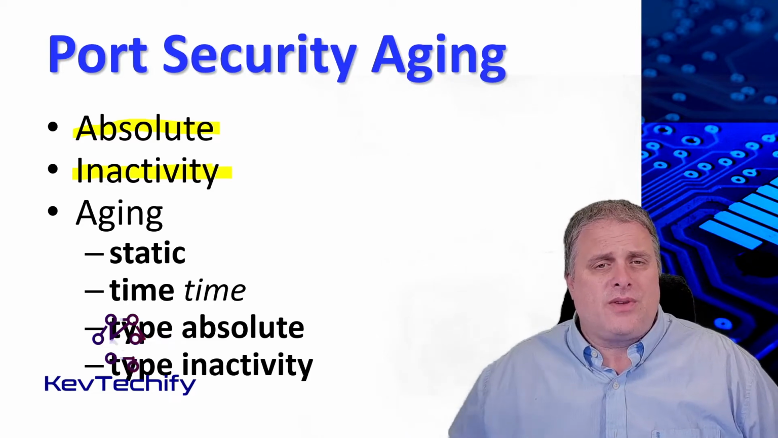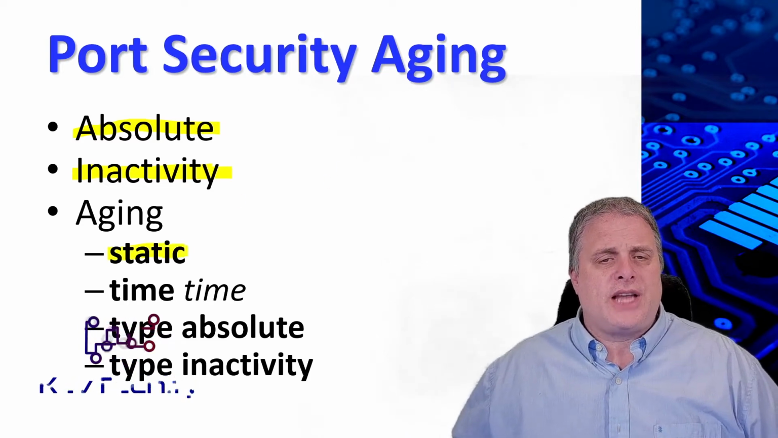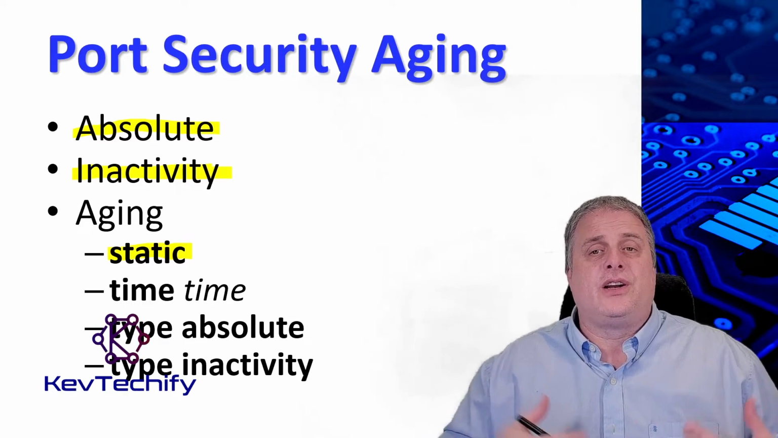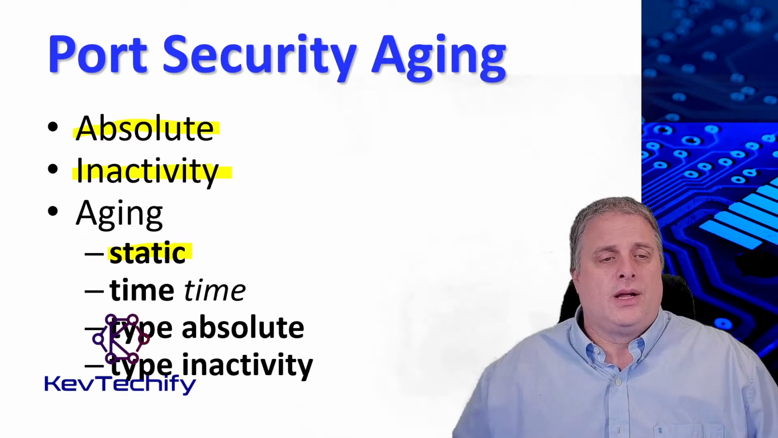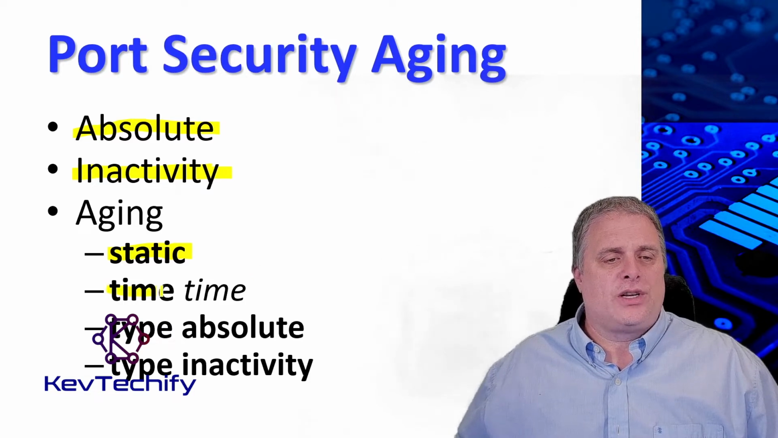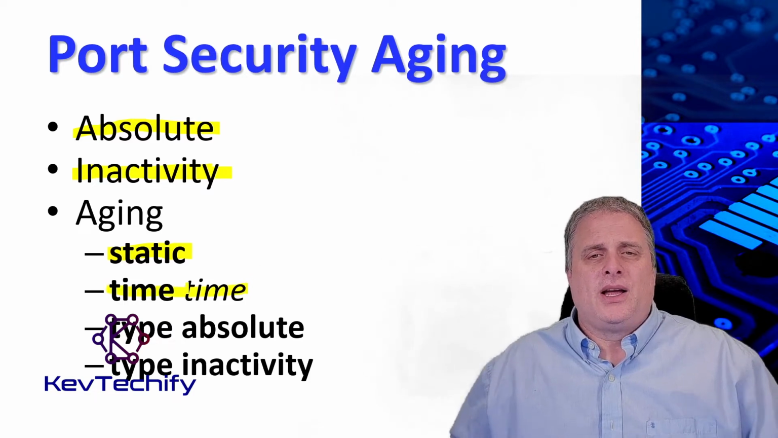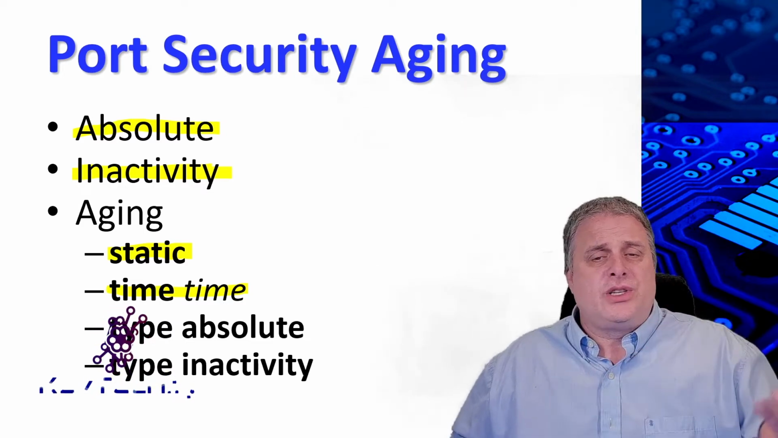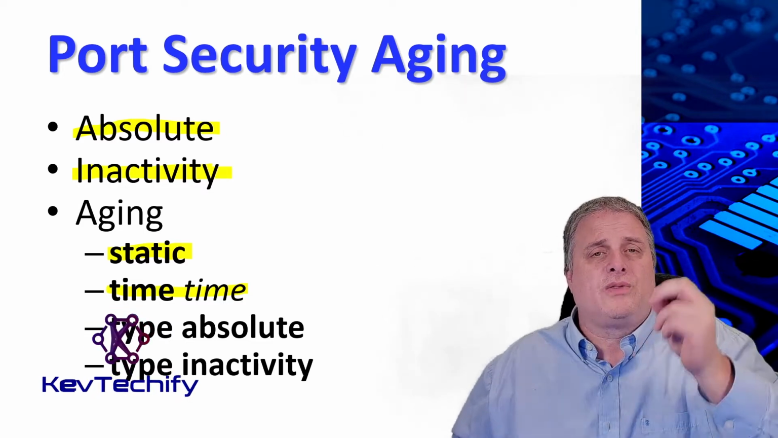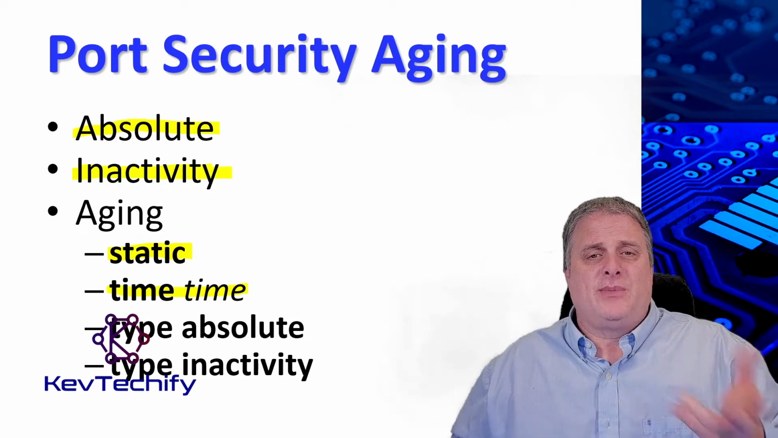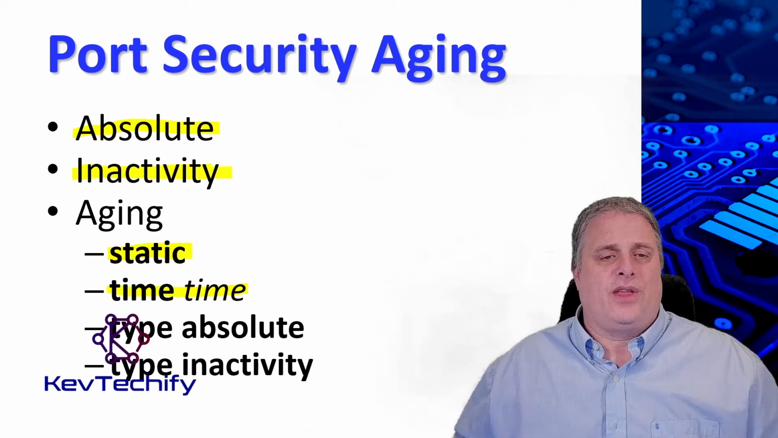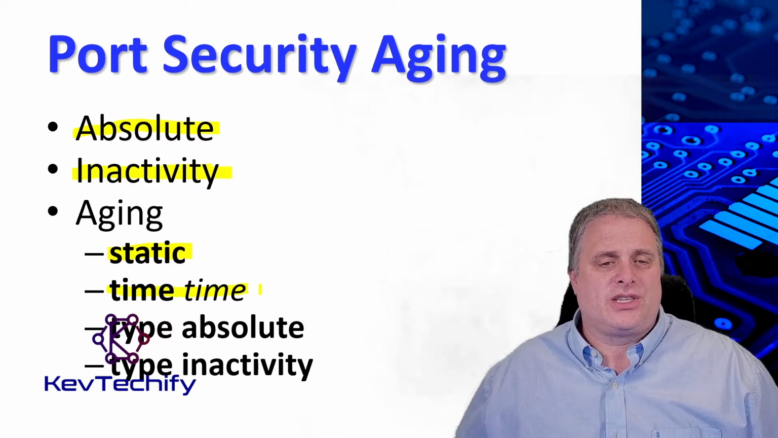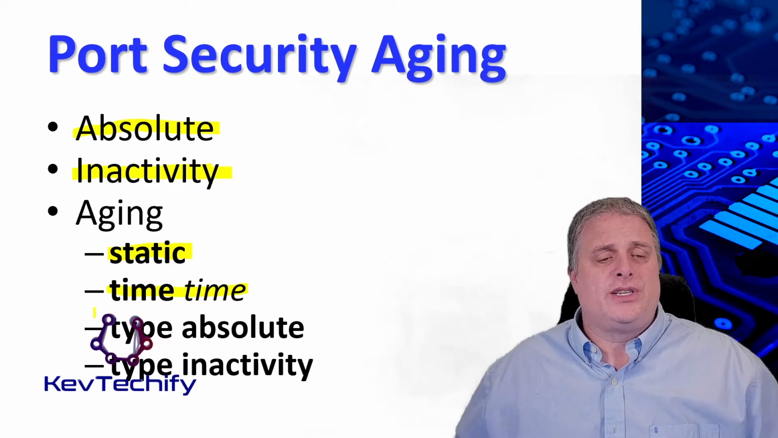Now, there's 4 types of aging. First one here is static. This enables aging for statically configured secure addresses on a port. Then we have the keyword time, and then you specify a time. Now, specifying the age time for this port, the range is from 0 to 1,440 minutes. If the time is 0, aging is disabled for that port. So if you never want those MAC addresses to age out, go ahead, you put a 0 in there.